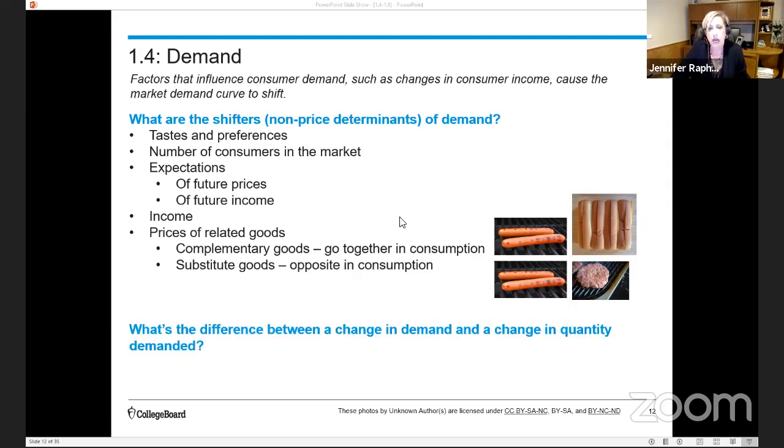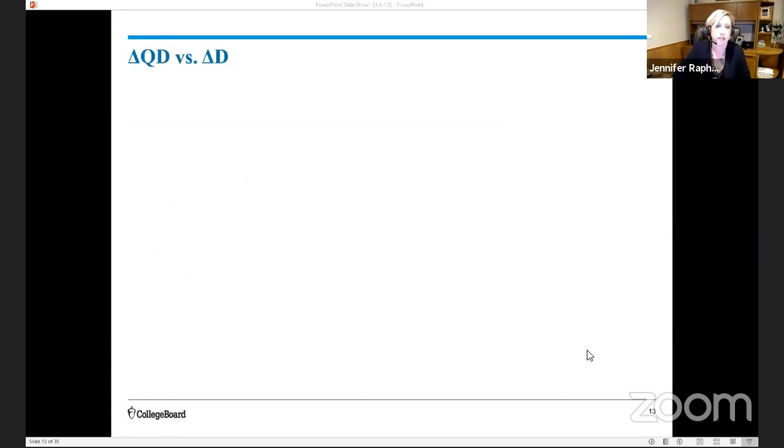All right, so these are the non-price determinants of demand. And what we now have to do is make sure we can recognize the difference between those things that are going to change demand and those things that are going to result in a change in quantity demanded. So let's go to the next slide for that.